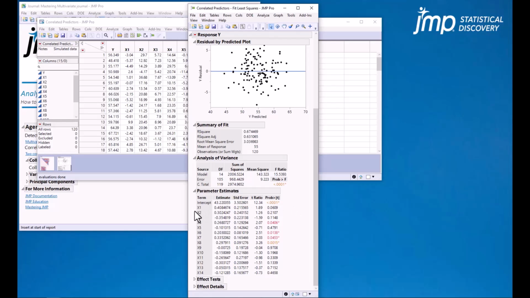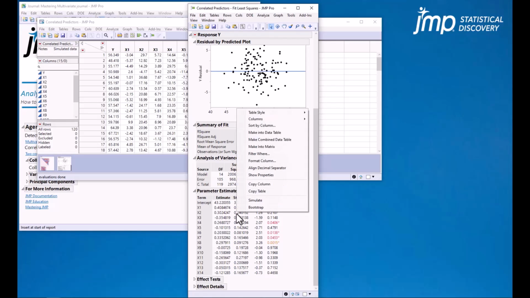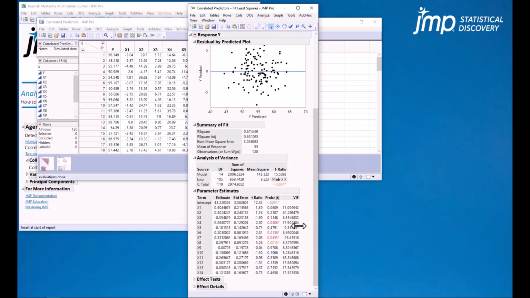Well, there is a statistic that JMP calculates for you. You get one of these numbers for each term in your model, for each predictor in your model, and it's called the variance inflation factor. And you can ask for it by right-clicking on the parameter estimates table and telling JMP, hey, can I have a new column? And the column is called VIF, variance inflation factor. And here it is. High variance inflation means a high VIF. So high correlation or collinearity means that I have a high VIF.